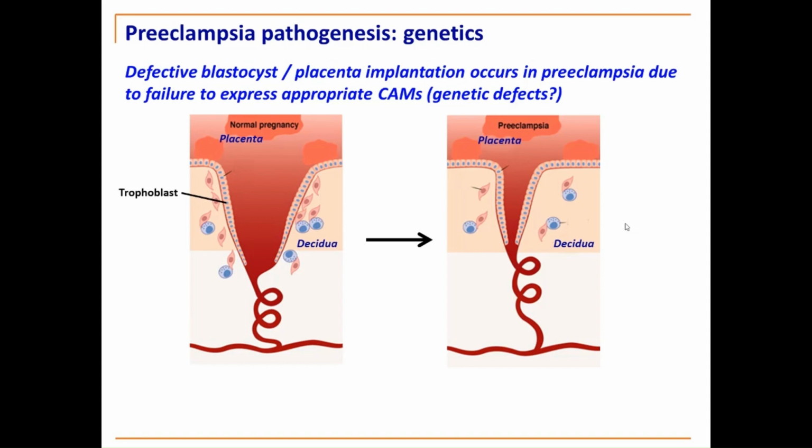And if the invasiveness of the trophoblast is defective in preeclampsia due to failure of the secretion of appropriate cell adhesion molecules, either the amount or the correct structure of them, the spiral arteries may not be able to dilate sufficiently. And you can see in this case, the spiral arteries have not dilated as much in the preeclampsia image as they have in the normal image on the left-hand side. And this would lead to poor placental perfusion and poor development.